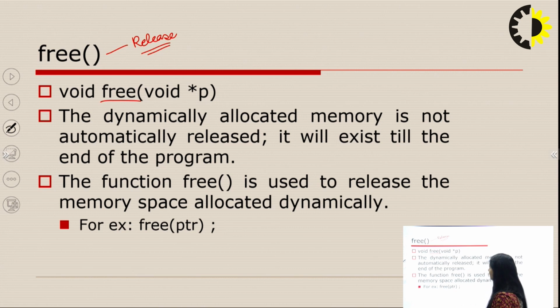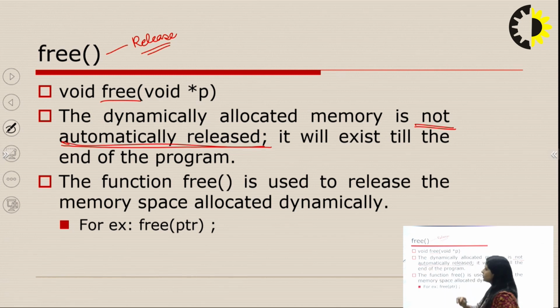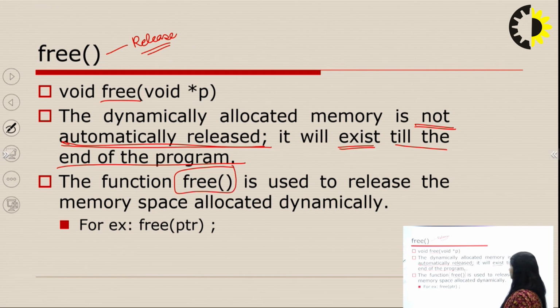Fine. So the dynamically allocated memory is not automatically released. It is very important to understand: dynamically allocated memory is not automatically released. It will exist till the end of the program. The function free is used to release the memory space allocated dynamically.